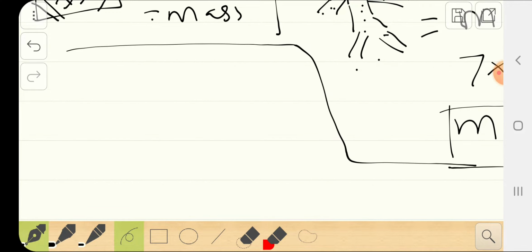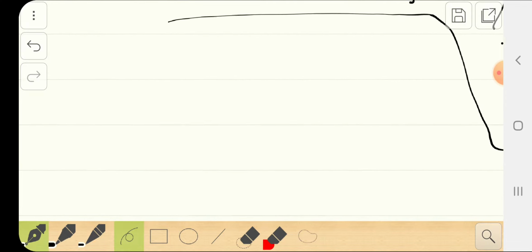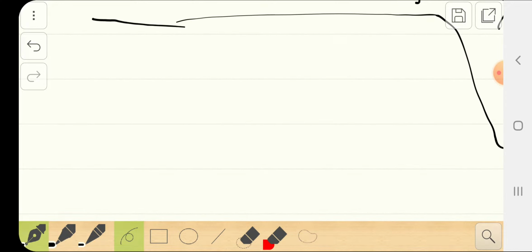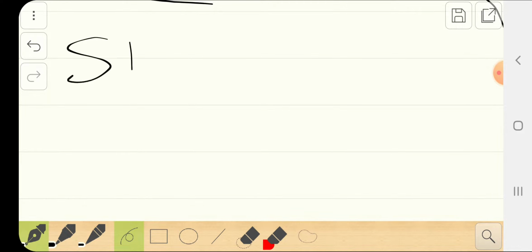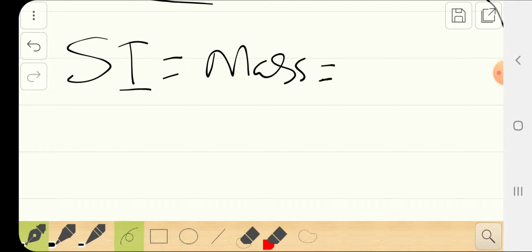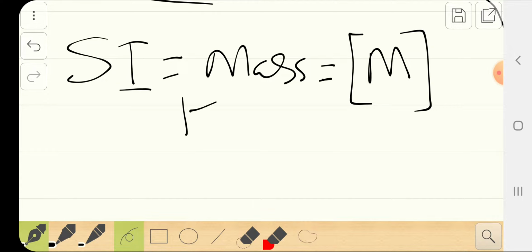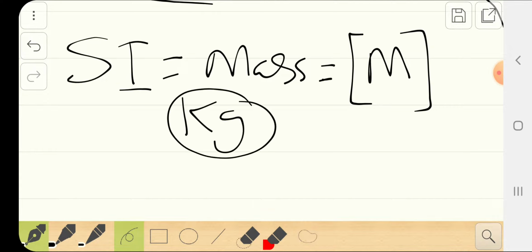Now I'm going to use this mass, and let's consider the case of, I've mentioned SI, right? System International. So in the SI system, the mass is represented with the letter M, with the notation you have the unit mass. Now you use the kilogram for measuring the mass in the SI system.